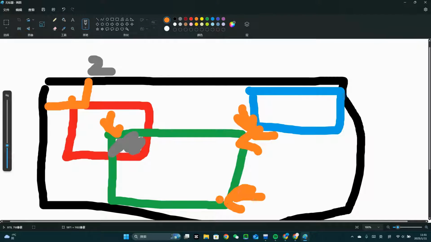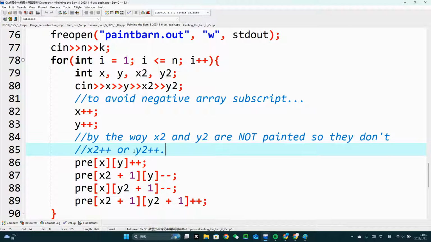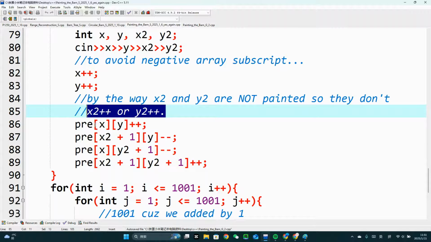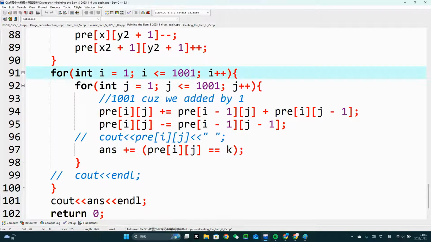You might think that this entire row and this entire column at x2 and y2 is painted, but that's actually not the case, because x2 is not actually painted. It actually goes from x to x2 minus 1. That's the x coordinates painted. And the same with y. It actually goes from y to y2 minus 1. So that's why I didn't do y2 plus plus or x2 plus plus. So when we do the prefix sum difference, we wouldn't have any mistakes. And then it's 1,001 because we did x plus and y plus.